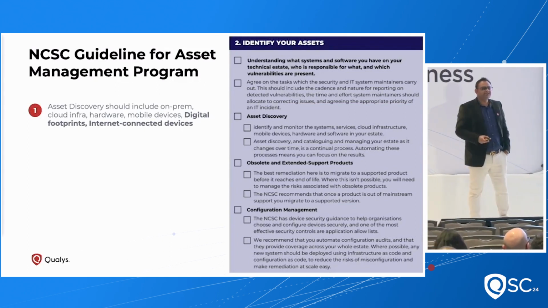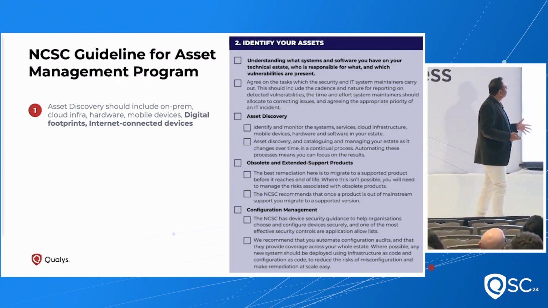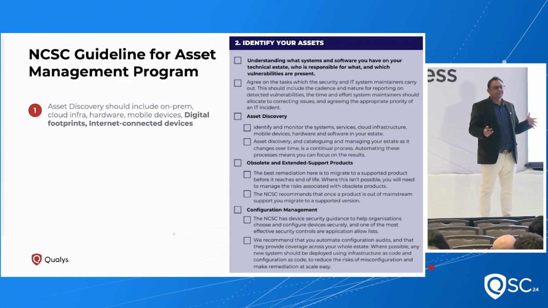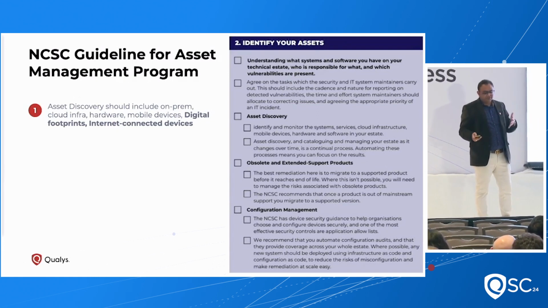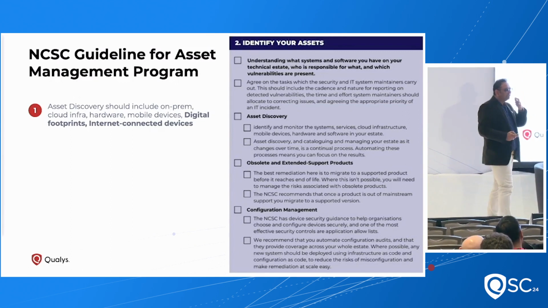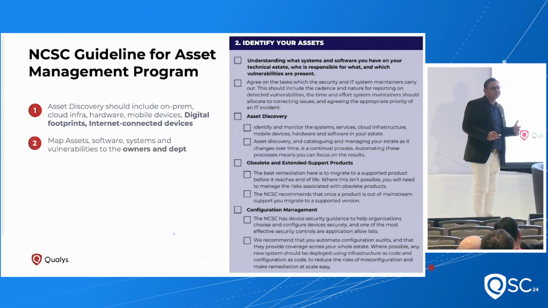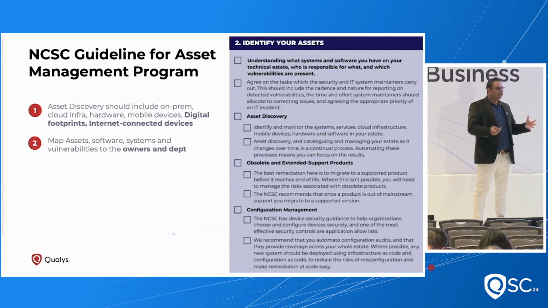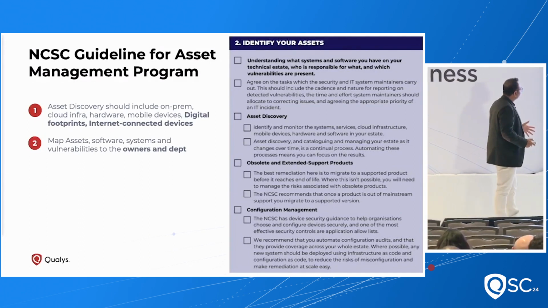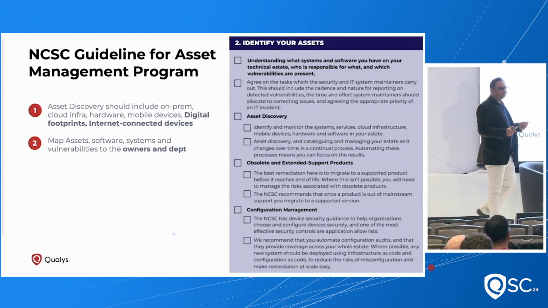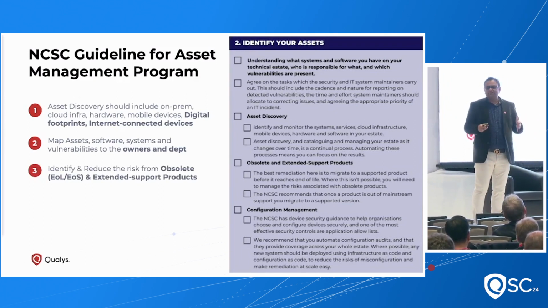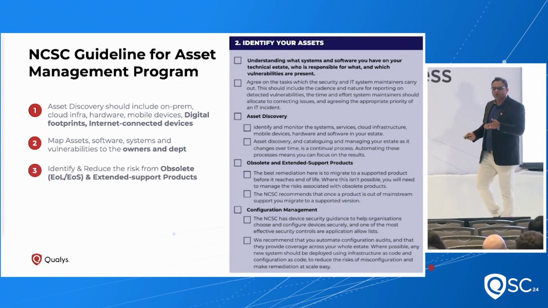Now, if you look at the NCSC, they have a very dedicated guideline when it comes to asset management. This is the language taken from the NCSC guideline, not my words. This is exactly how it reads. First, you should discover all of your assets: on-prem, cloud, internet-facing, IoT, OT, and everything. Second, very interestingly, they say that you have to map all of your assets, software, and devices to the owners and the department where they belong.